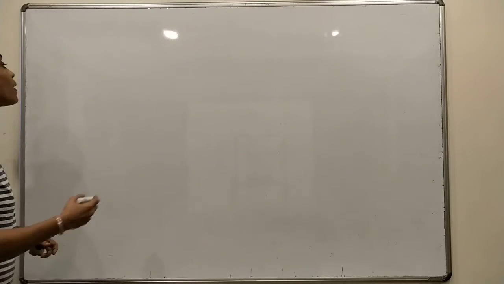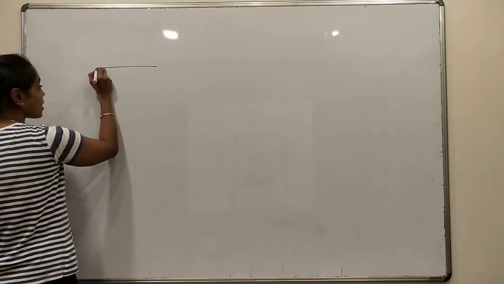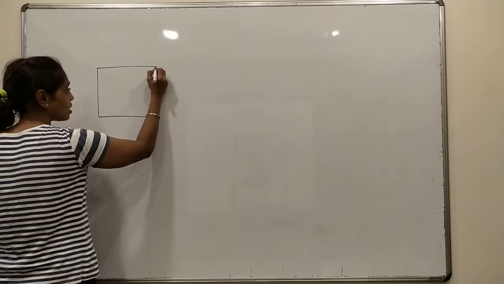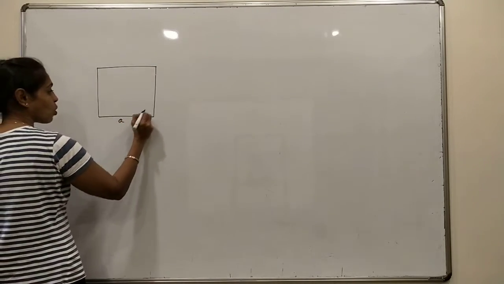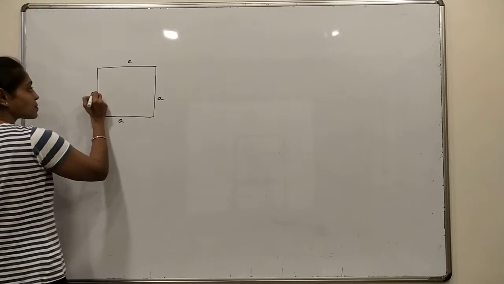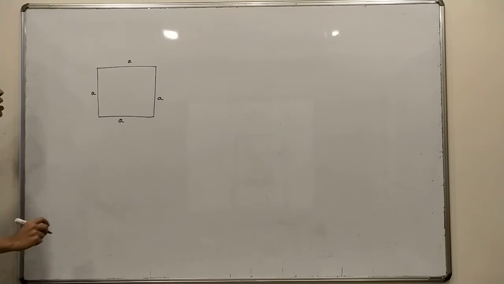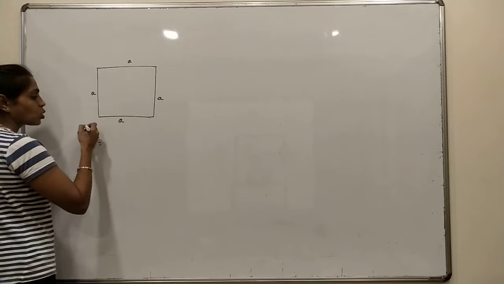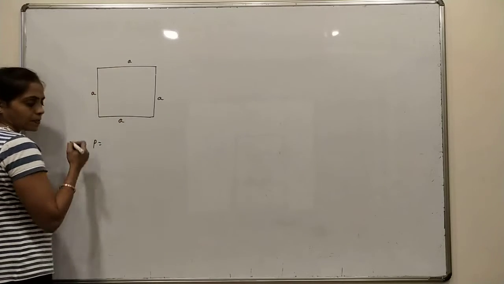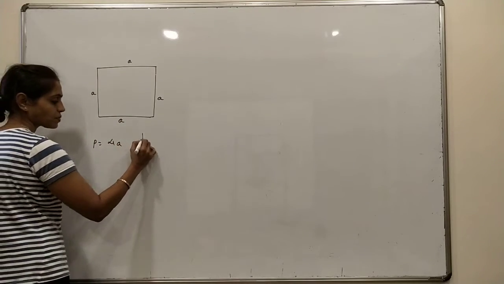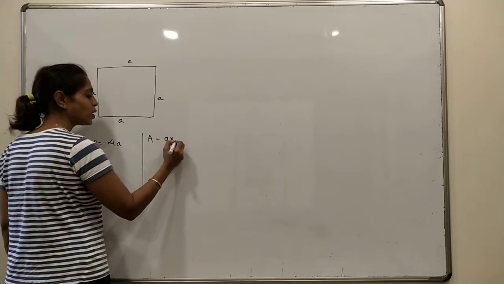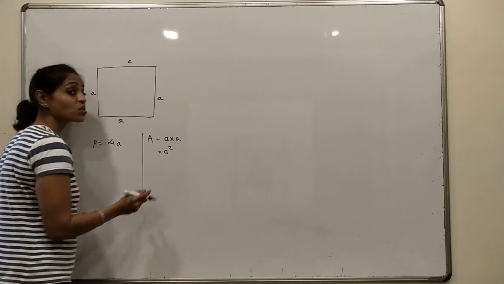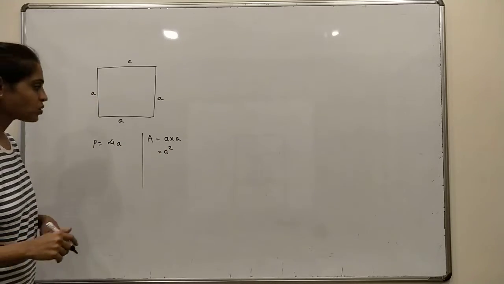Now area of square. All the four sides are equal as well as both the diagonals are equal. All the sides are a. Right? So its perimeter is equal to a plus a plus a plus a, which is 4a. And its area is equal to length into length, a into a, that is a square, on the basis of side.